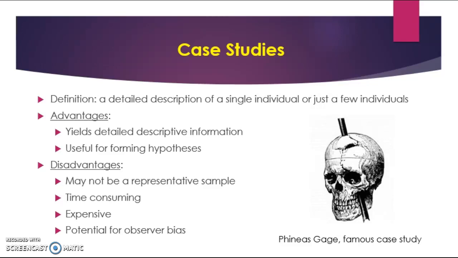So it was a really informative opportunity for these doctors, but at the same time, people don't get injuries like Phineas Gage again. So it's not like all of their information could necessarily be generalized to other patients. So that's one of the disadvantages. While the advantage is you can get a lot of information and really form hypotheses, some disadvantages are that it's not necessarily going to represent other people. It's a very time-consuming way of collecting information. It can be very expensive because of that, and there's a lot of potential for observer bias.